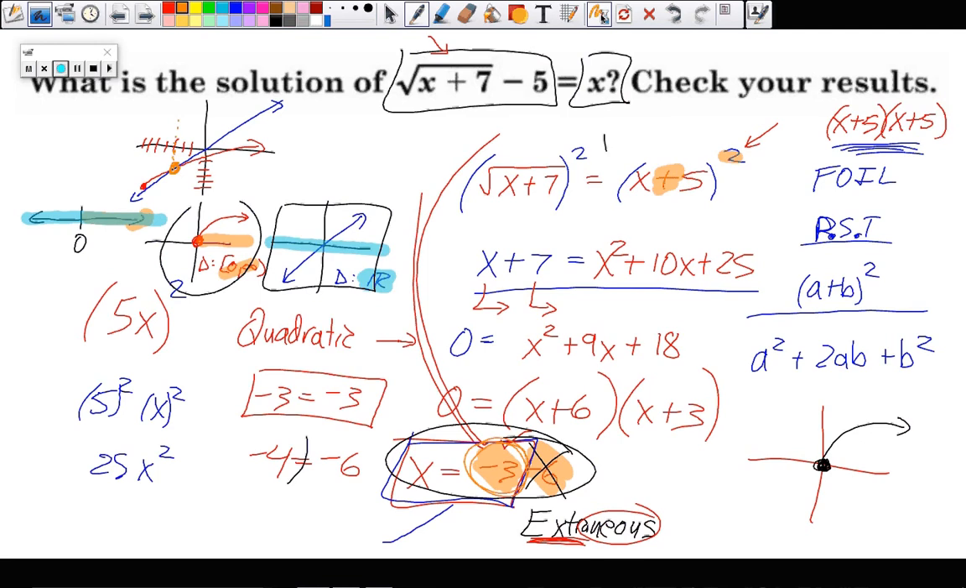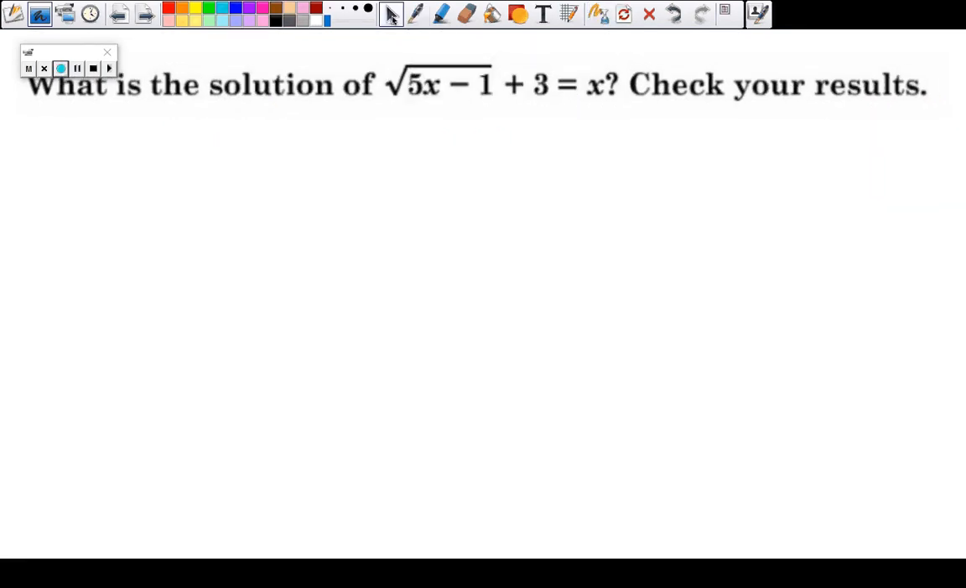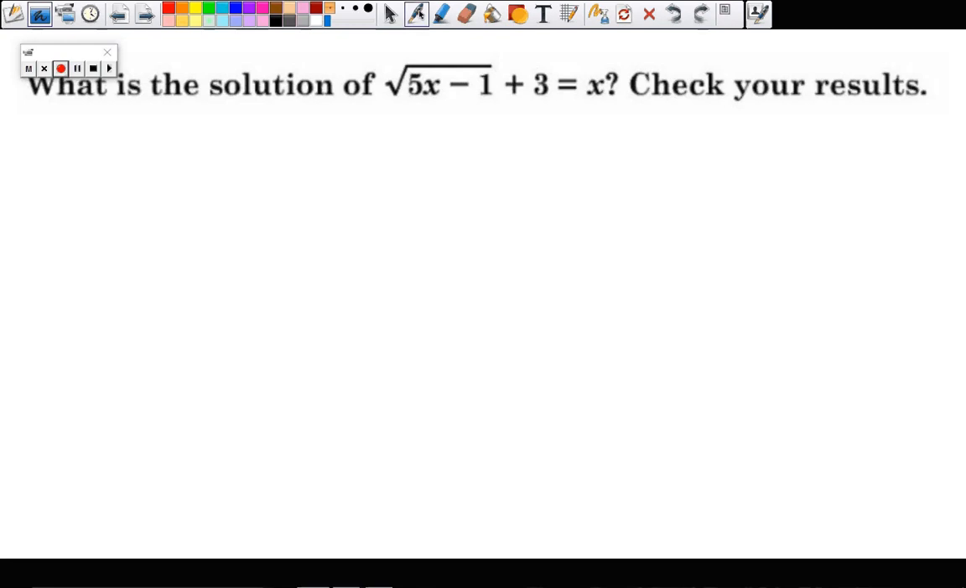That was a little bit more involved, talking about extraneous checking. You guys were awesome to do all that. We're going to do this again, just for practice, and speed it up a little bit. So everyone, what do I do to both sides first? Subtract the 3. So when I subtract the 3, I have something that looks like this. Okay, everyone, what's the next step? Square it.